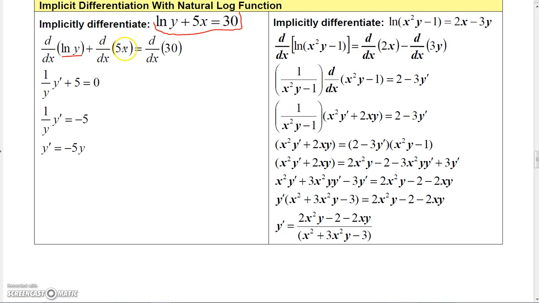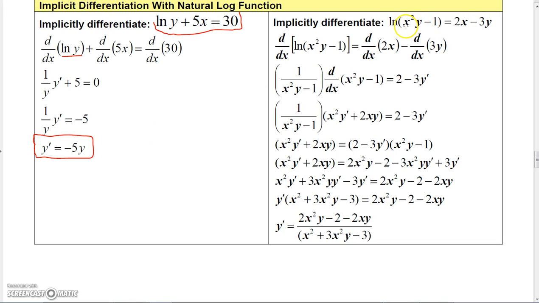Now the derivative of 5x with respect to x is just 5, and the derivative of 30 with respect to x is 0. And then I can solve this for y prime by subtracting 5 from both sides and getting 1 over y times y prime equals negative 5, and then multiplying both sides by y to get y prime equals negative 5y. Here's one a little more complicated.